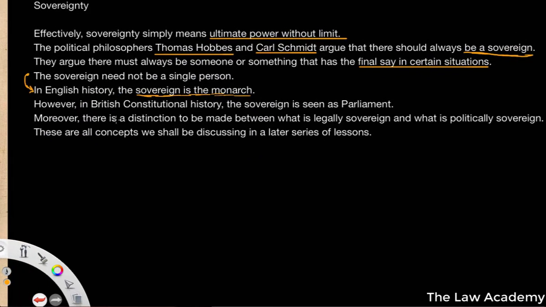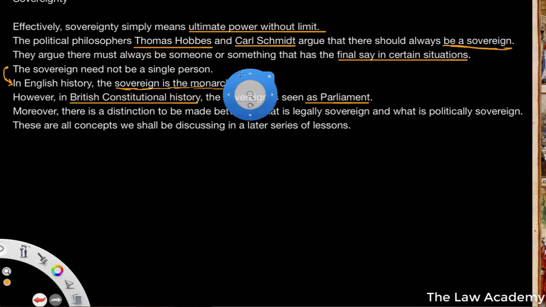However, in terms of British constitutional history in the last few hundred years, the sovereign is seen as Parliament. And when we're talking about sovereignty within the context of UK constitutional law, we're generally talking about parliamentary sovereignty. And parliamentary sovereignty entails that Parliament has the power to make and unmake any law they want. Okay, any laws, any legislation.